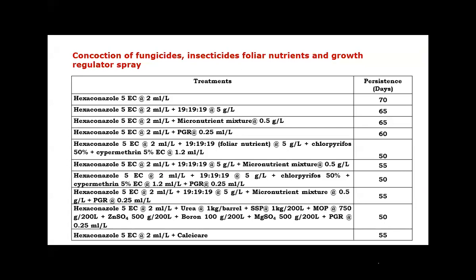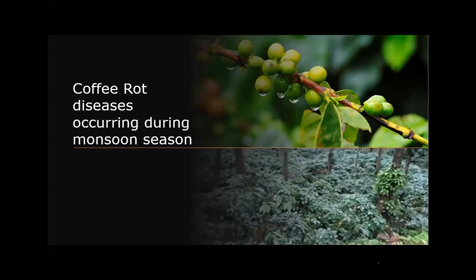Like if you mix 19-ol, we have noticed the persistence has come down to 5 days. If you spray hexaconazole alone, its persistence is 70 days. And one by one, if you are mixing the foliar nutrients and micronutrients, then the persistence or the longevity of the chemical which we have targeted comes down. Like you can see, when you mix hexaconazole with all the micronutrients and macronutrients, the persistence has come down to 50 days. That's about coffee leaf rust.